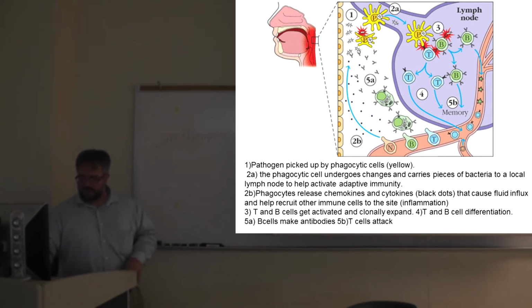Here's an example of an immune event that can happen. Number one, the pathogen is picked up by the phagocytic cells in yellow. Those phagocytic cells undergo changes and carry a piece of the bacteria to a local lymph node. You learned about lymph nodes and immune responses. That phagocytic cell could be a Langerhans cell in the skin.